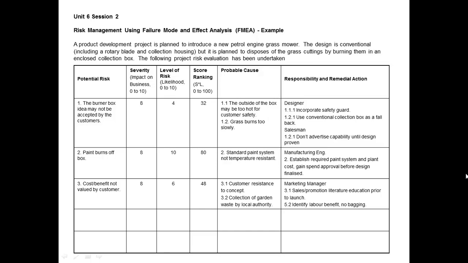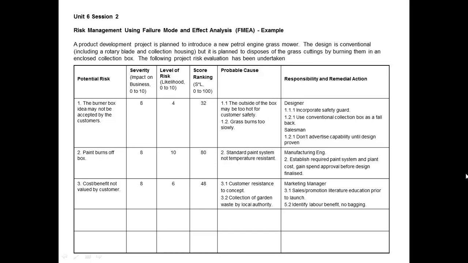So in this example, we've got a risk identified. The burner box idea may not be accepted by the customer. Now, if it's not, then that's quite severe to the business. I've estimated an 8. The likelihood might be middling, 4. If we multiply the two together, we've got 32. So about a third of the way up the potential scale of 0 to 100.